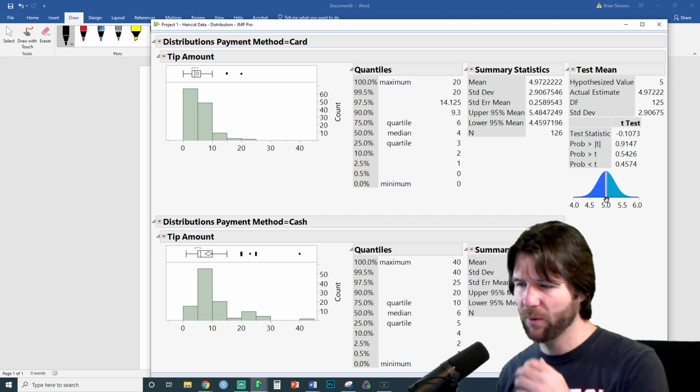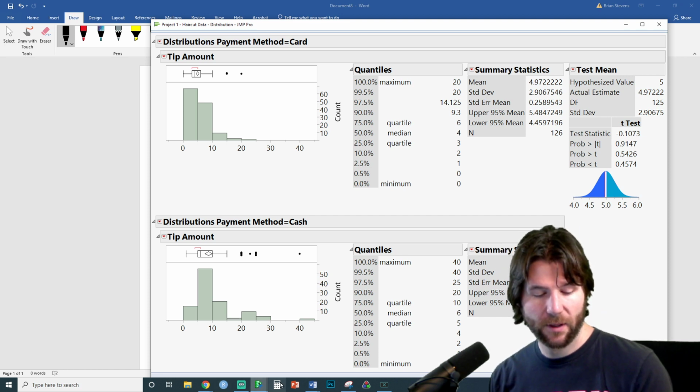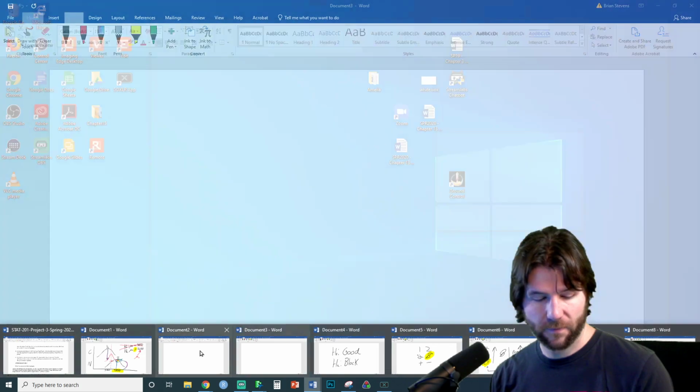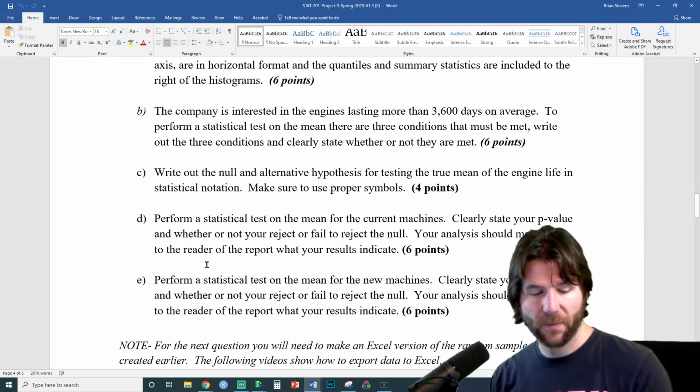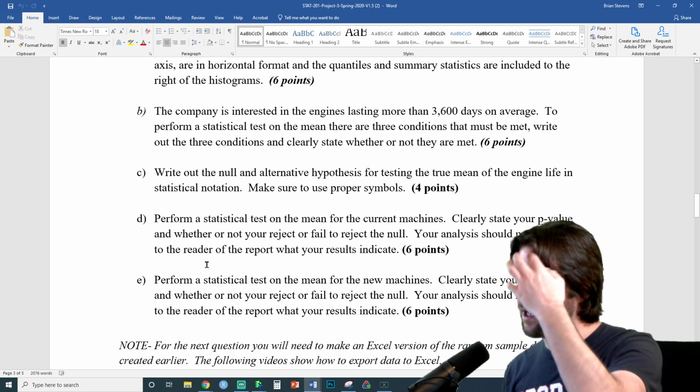I believe so for 3C. Let me look at what 3C says, Julia. I believe so. 3C. Yep, right, the null and alternative. Yep, you got it.